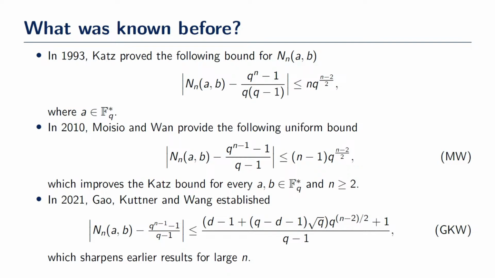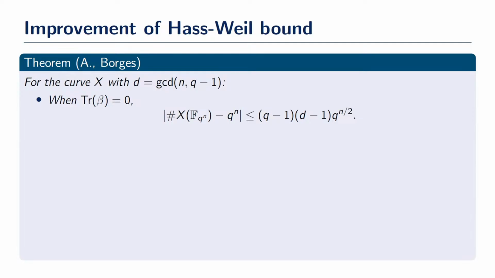And what is our approach to the problem is the following. If you have in mind improvements for the curve, they will give you, hopefully, improvements for the number of elements with given normal trace. The first new result that I can tell you now is the following. Take X, our arbitrary curve. Oh, here's D, the definition of D. When the trace is 0, the trace of beta is 0, beta is the constant here. We have this improvement for the Hasse-Weil bound, okay?